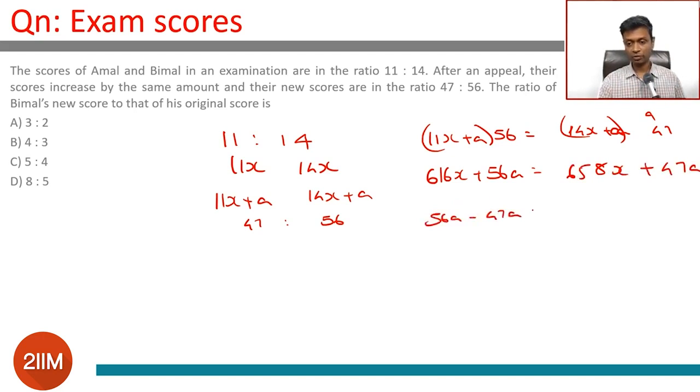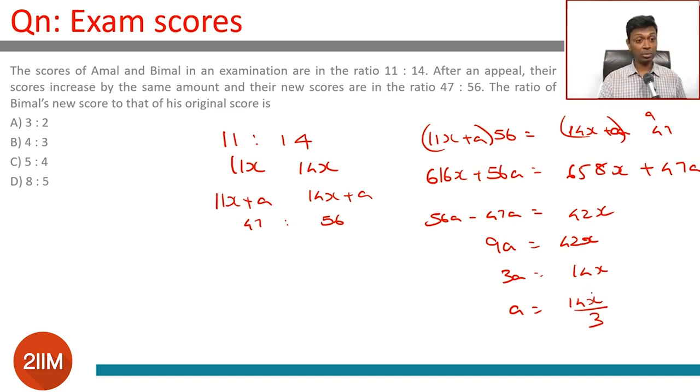56a minus 47a is 658 minus 616, which is 42x. Or 9a equals 42x. 3a equals 14x. A is 14x by 3.